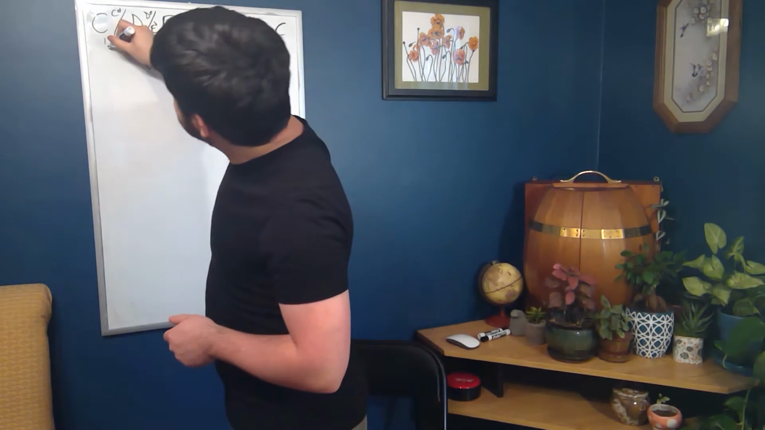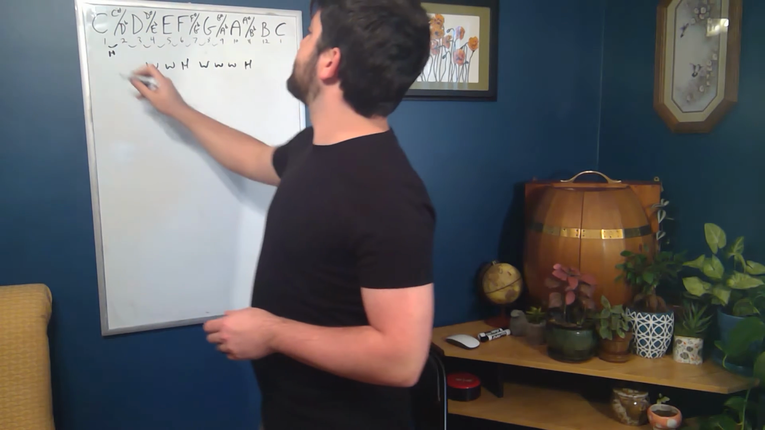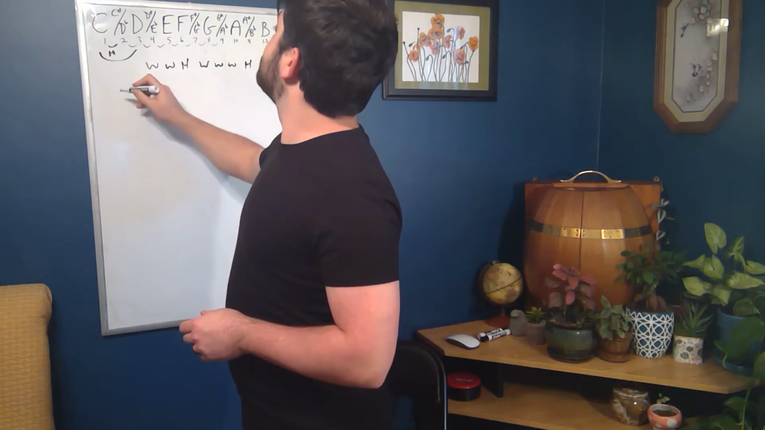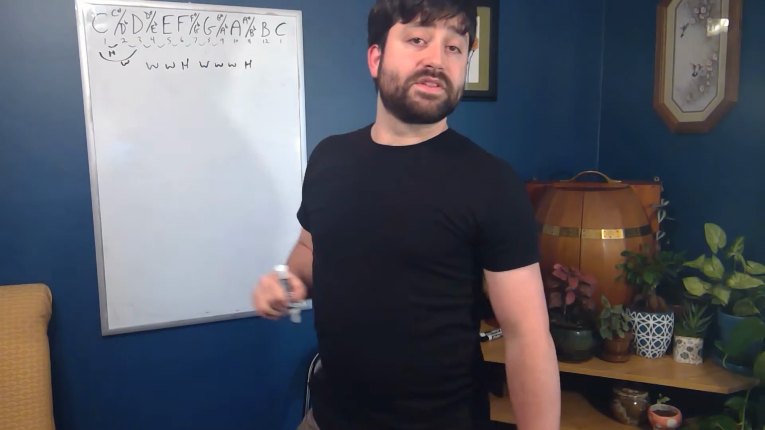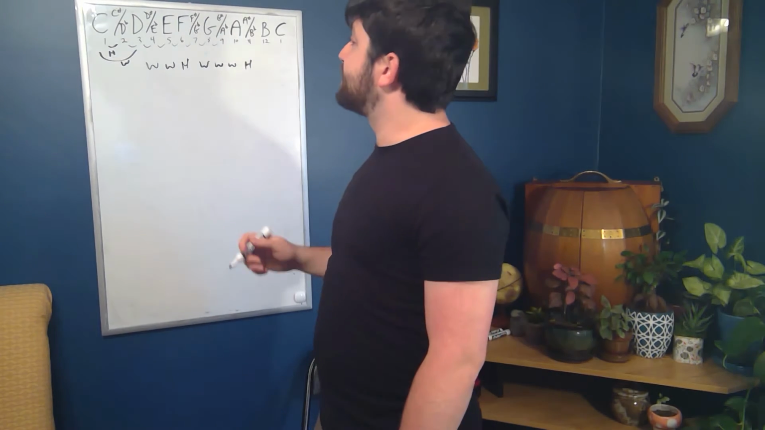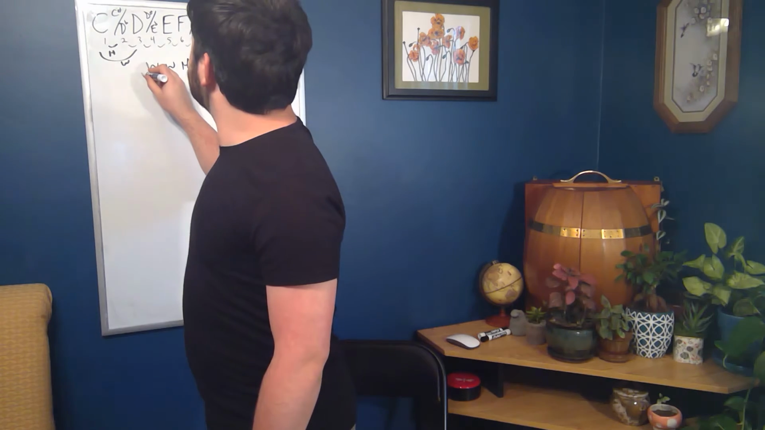A half step, like I said, is just one little step in the chromatic scale. A whole step is when you skip one. Right? So let's take C major, really our home base most of the time, and write it out.